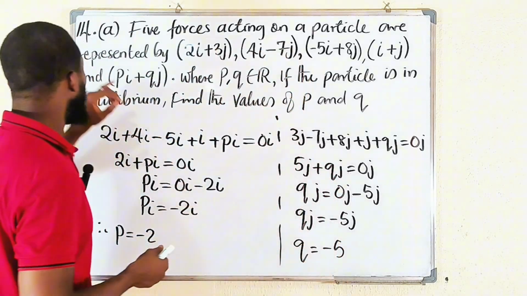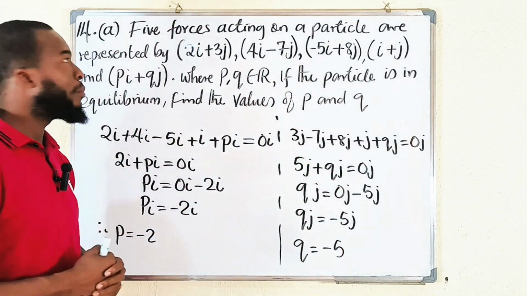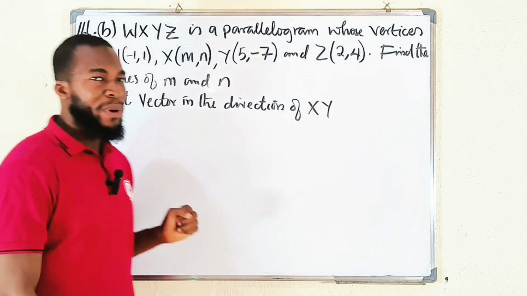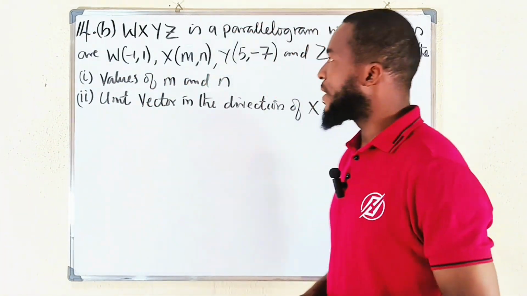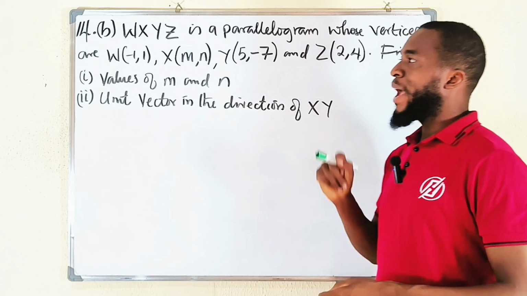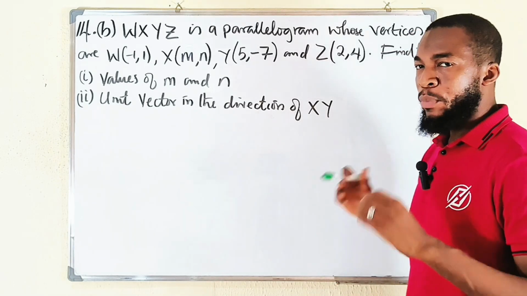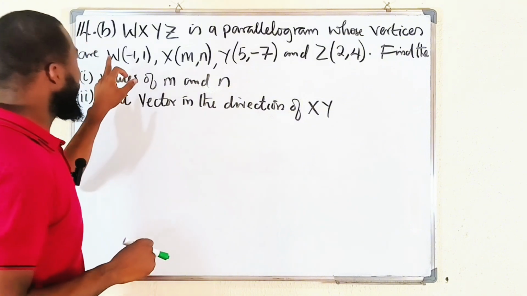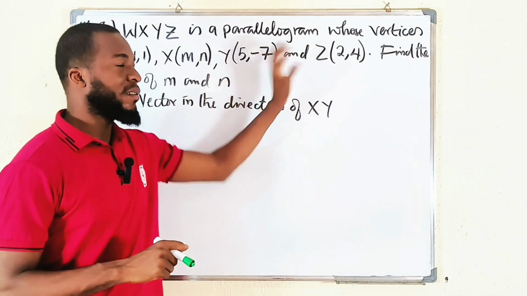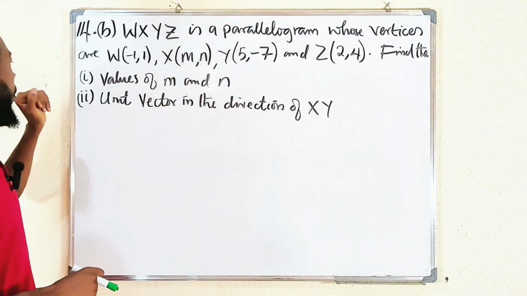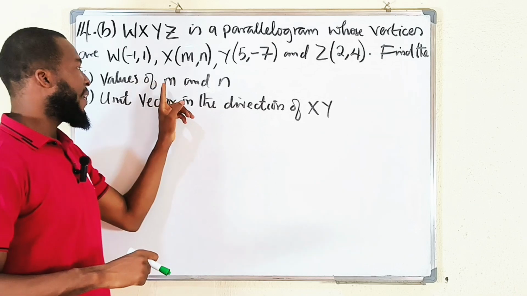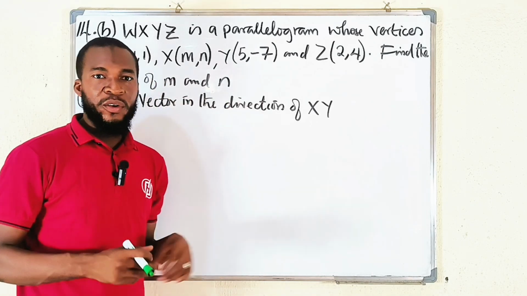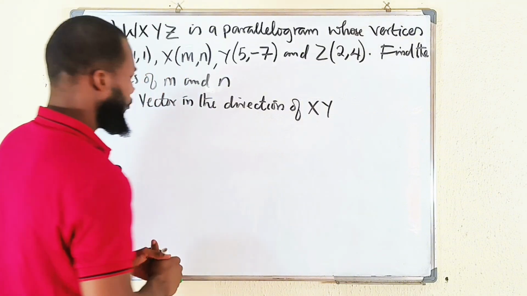Now let us move on to the B part of question number 14. And here is the B part of question number 14. WXYZ is a parallelogram whose vertices are given as W, X, Y, Z. You can see their coordinates. We're asked to find the values of M and N. We're also asked to find the unit vector in the direction of XY.